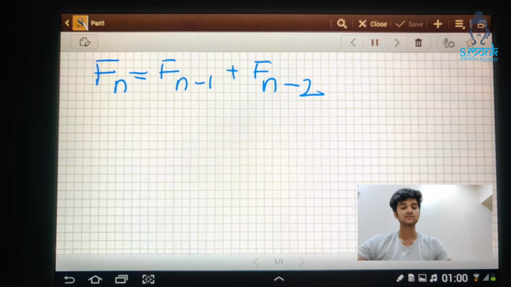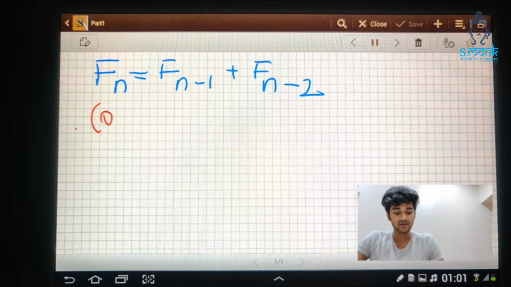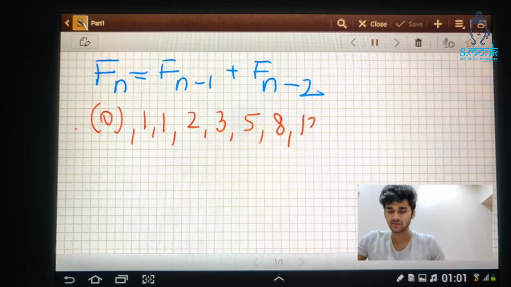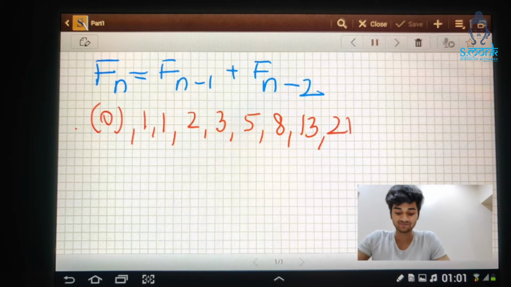So if we had to list down the first few numbers of the Fibonacci sequence, we'll start with 0 and 1. We'll add up 0 plus 1 gives you 1, 1 plus 1 gives you 2, 2 plus 1 that's 3, 3 plus 2 is 5, 8, 13, 21, 34, 55 and the list keeps going on.